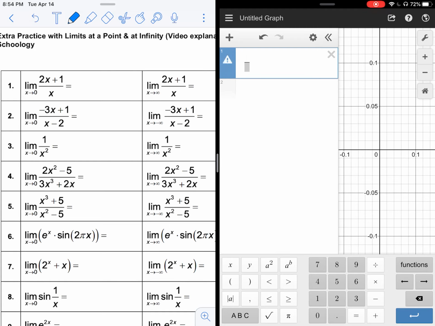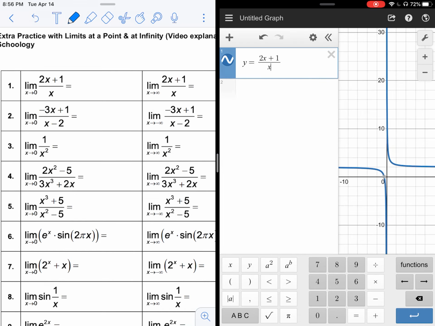So I'm just going to type my fraction bar first. Just so I get into the habit, we want to do y equals. You don't have to, but it's just mathematically nice. 2x plus 1 over x. And let me hit the home button again.